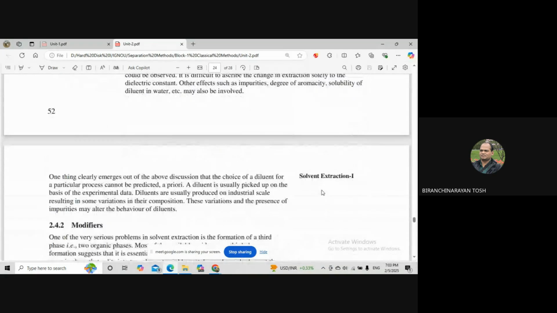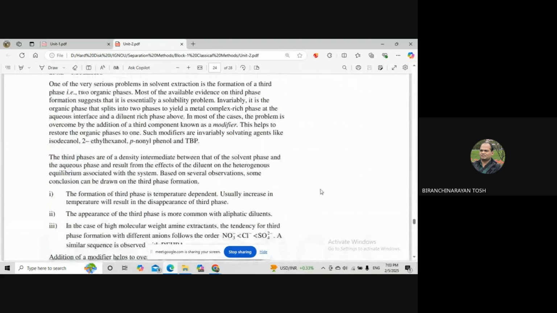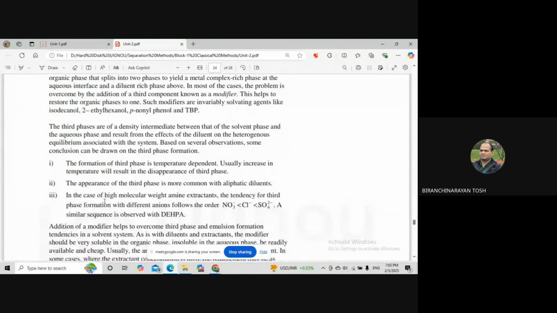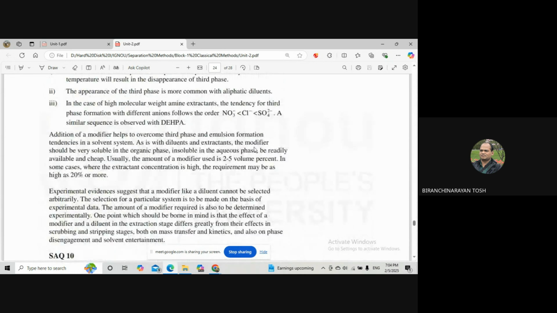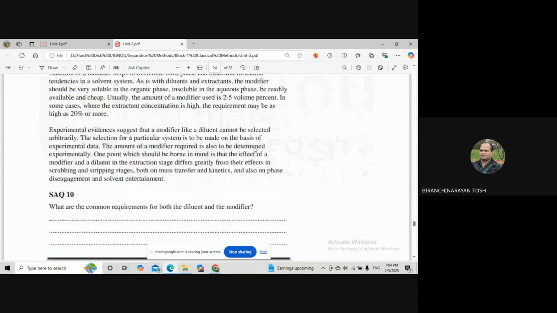Similarly, the modifier. The formation of a third phase is temperature dependent. Usually, an increase in temperature will result in the disappearance of the third phase. So then you have to use a modifier. Modifiers are involved solvating agents like isodecanol, 2-ethyl hexanol, para-nonyl phenol, and TBP. So these are the modifiers which are used.